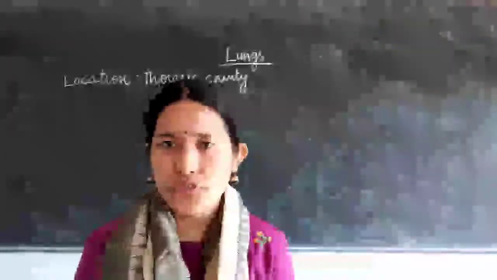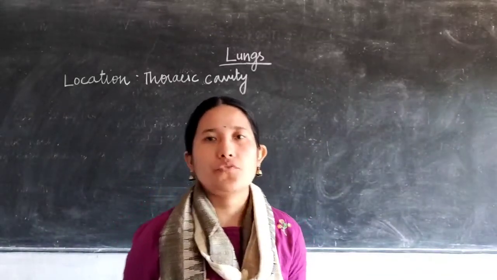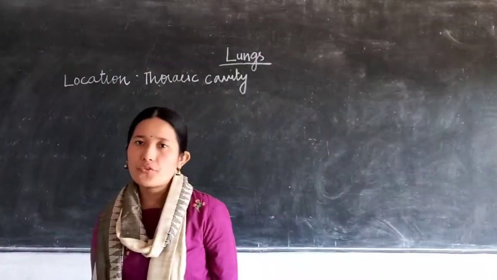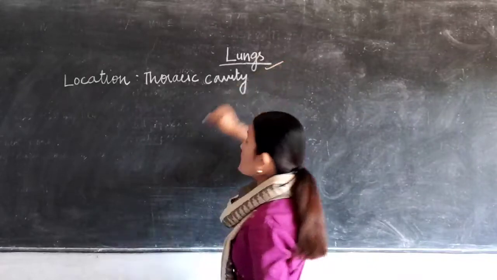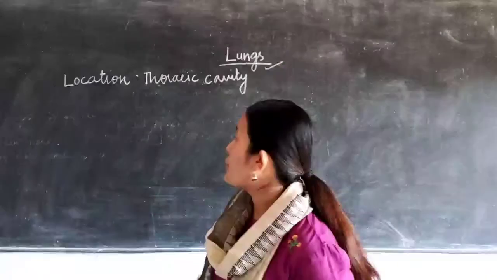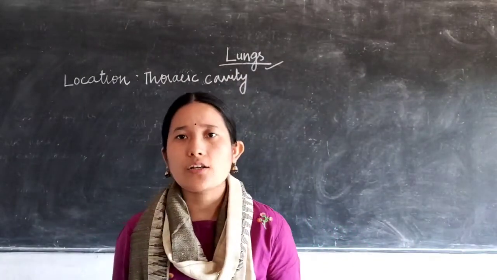So in our previous video we were discussing the different organs which form the respiratory system, right? We have discussed a few. Today we will be discussing the lungs, which are the main organ of the respiratory system. Okay, so your lungs are a spongy and elastic organ.